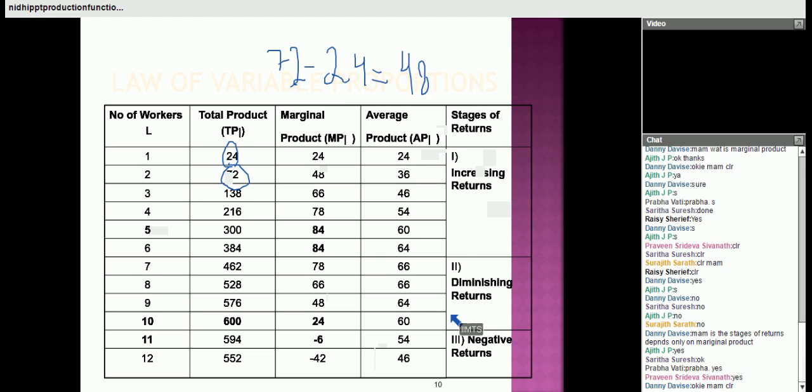So this is it. There are three stages. These three stages are there when we talk about the production in the short run. This whole is known as the law of variable returns or the law of variable proportions. All right. So now what we are going to do, we will now be plotting these points in the form of a chart. So what we will get.